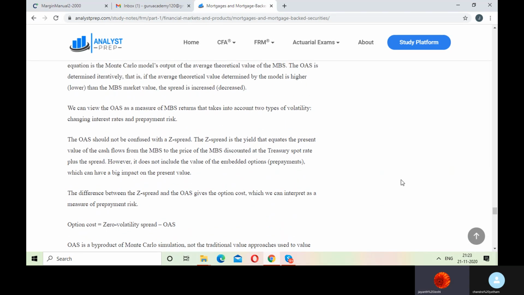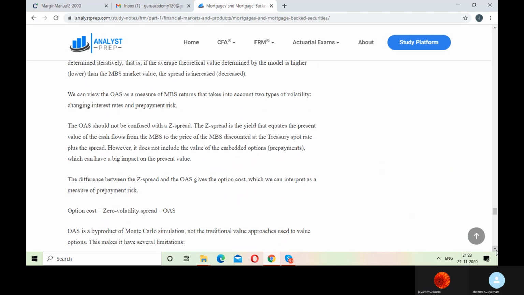As a measure of MBS returns that take into account two types of volatility, changing interest rates and prepayment risk. So these are the two volatilities for the bank. One is the interest rate changes, and that means the interest rate should not go high if it's a floating bond, and the prepayment risk. That means these guys need to make the prepayment and they have to arrange for the funds.